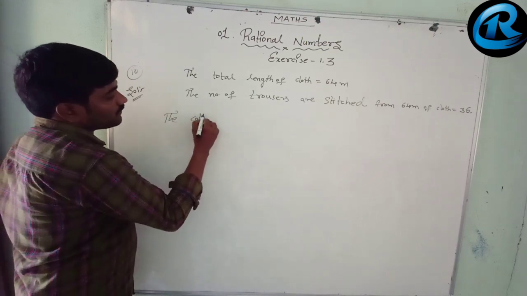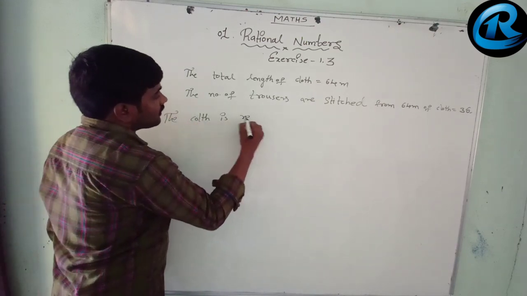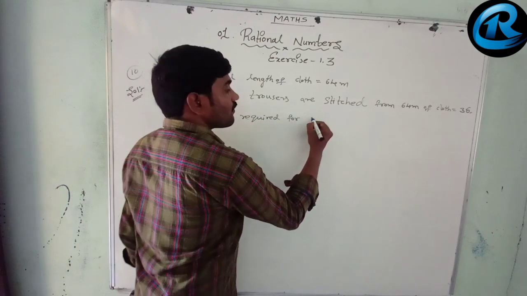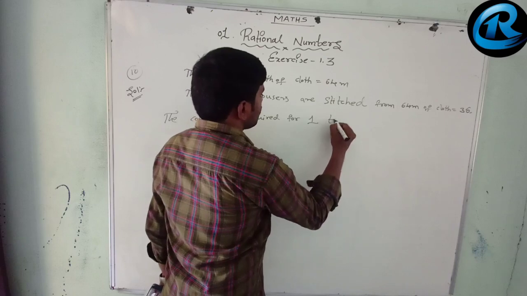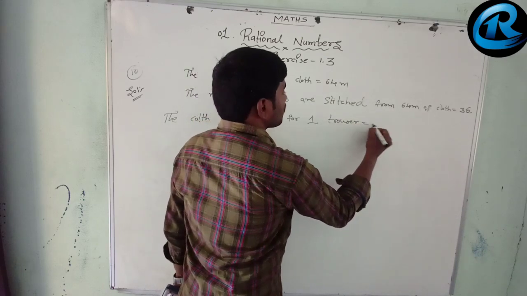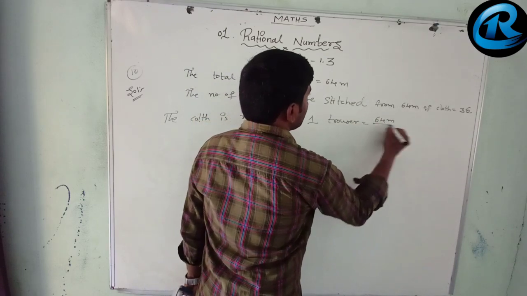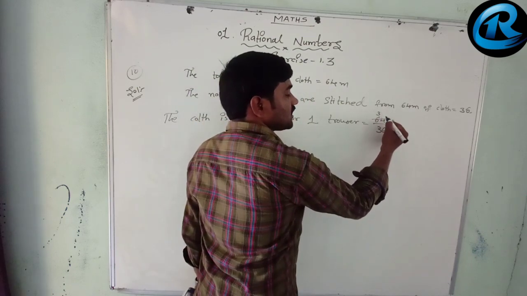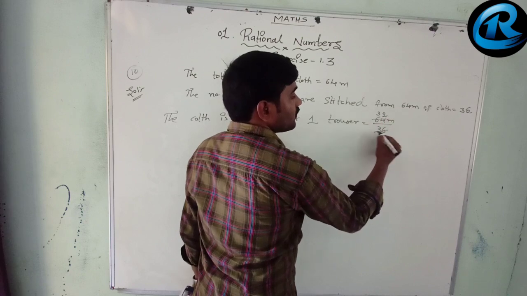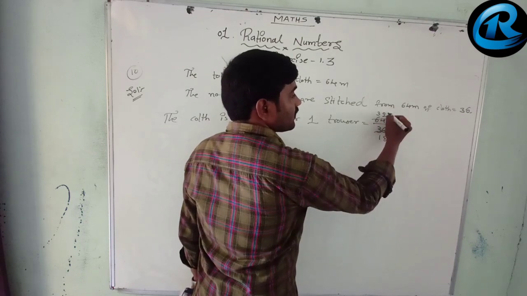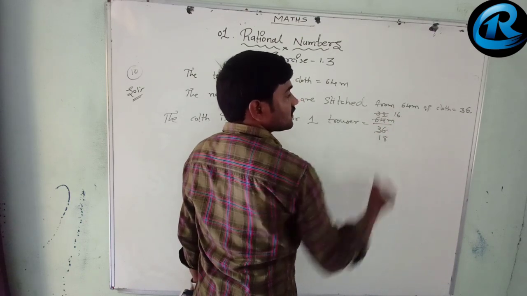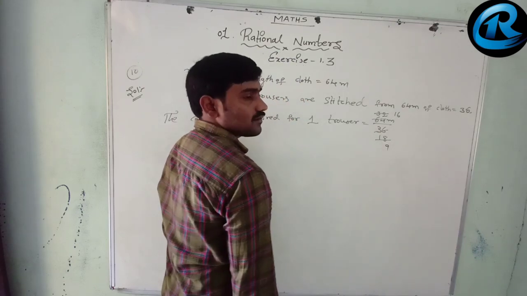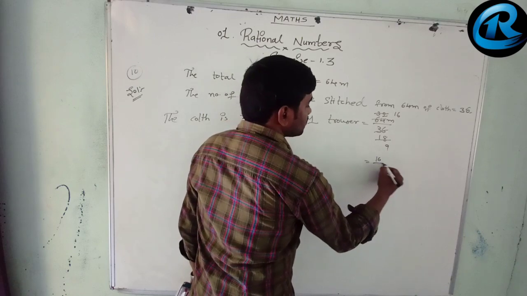Therefore the cloth required for one trouser is equal to 64 meters by 36. Simple. 4 is the common factor: 4 sixteens are 64, 4 nines are 36. That becomes 16 by 9 now.